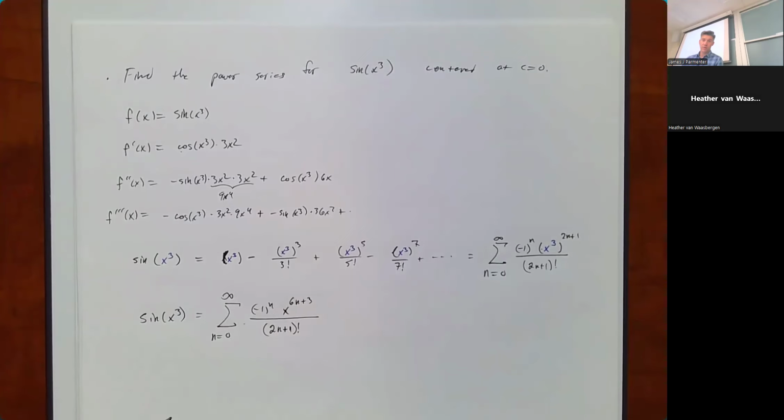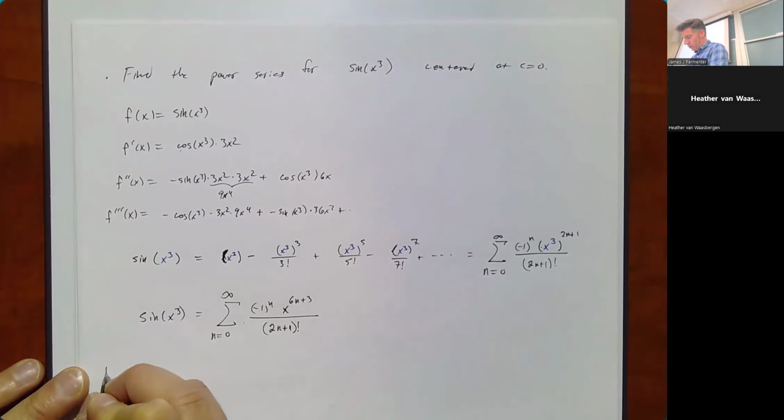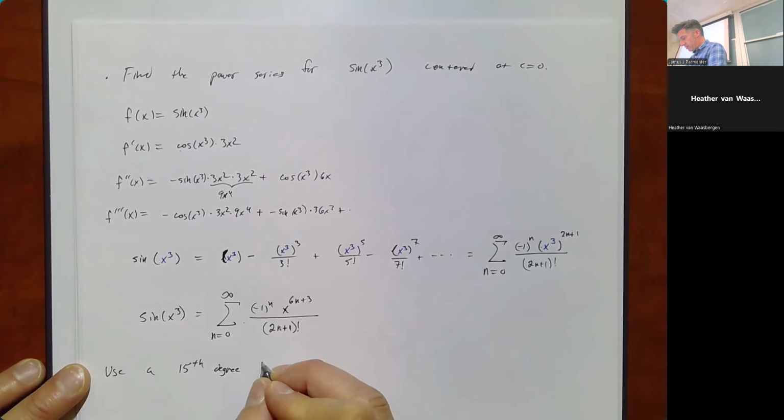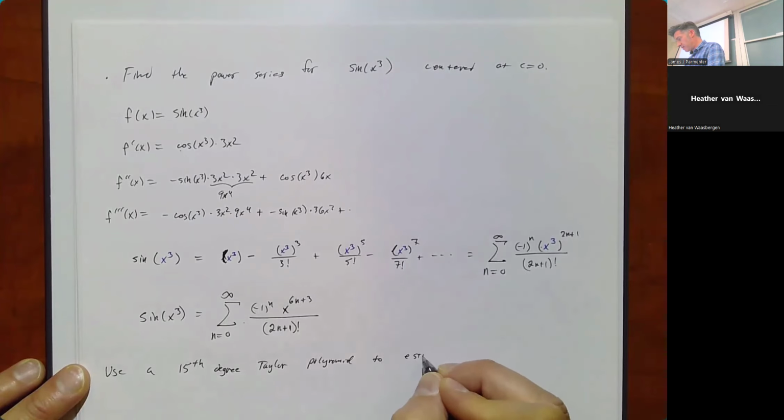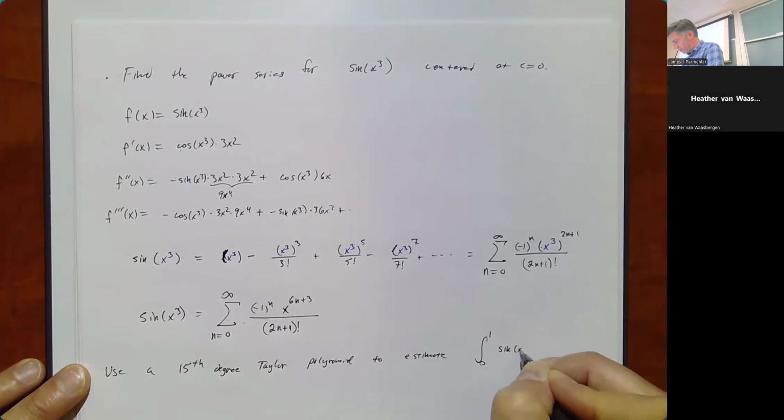And this is extremely useful, right? It's so much more convenient to do it this way. And it's actually useful because then someone could say, well, great, I want you to use a, sure, the 15th degree, it just means the highest power, Taylor polynomial to estimate the integral from 0 to 1 of sine of x cubed.